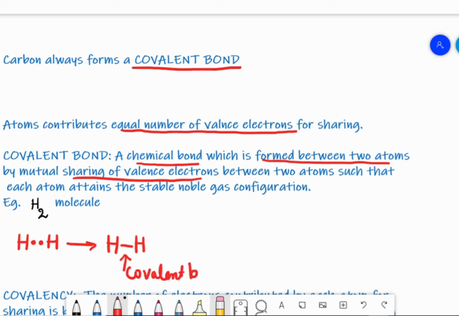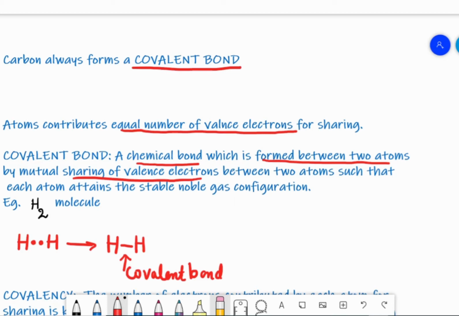between two hydrogen atoms. So what is a bond? A bond is a force of attraction that holds two atoms together. When these atoms mutually share one electron each, they form a single bond. Single means one. They have shared one electron each. So the bond formed is called a covalent bond.